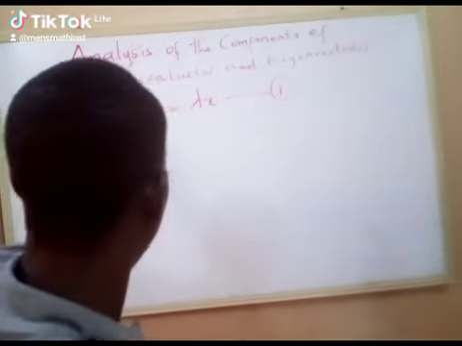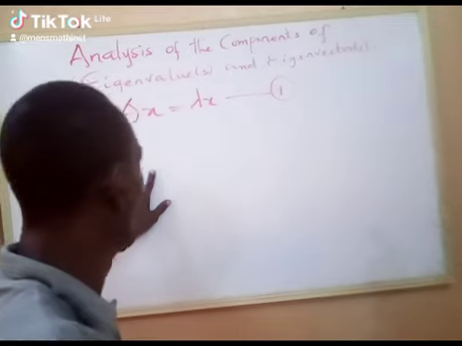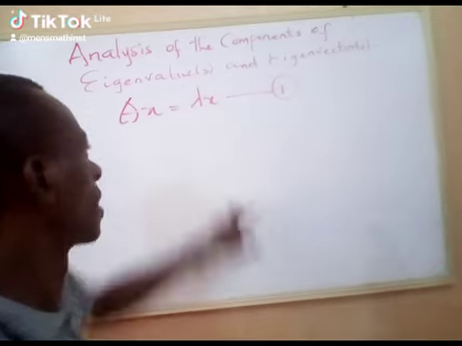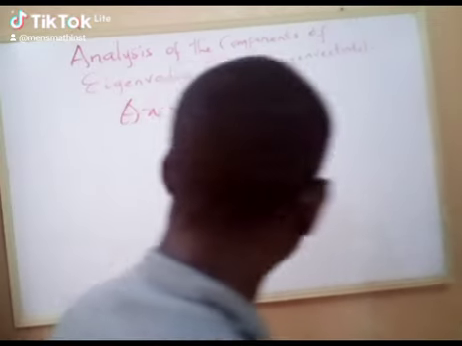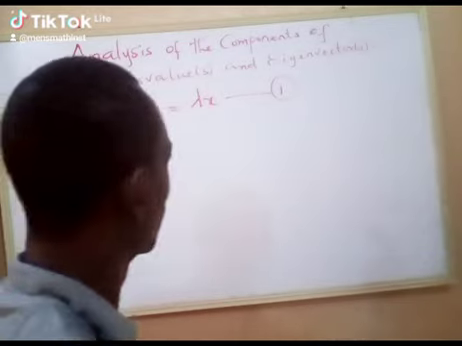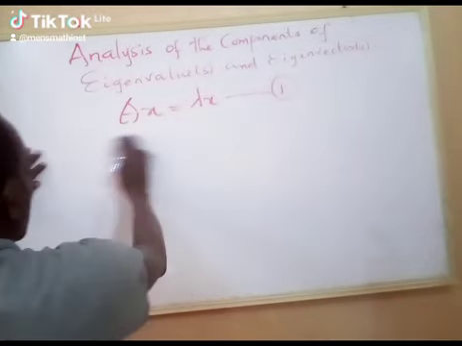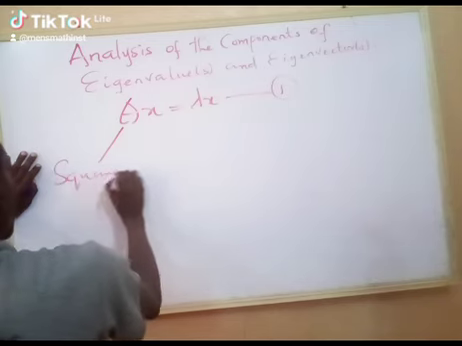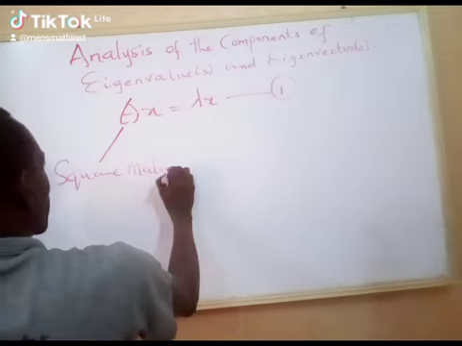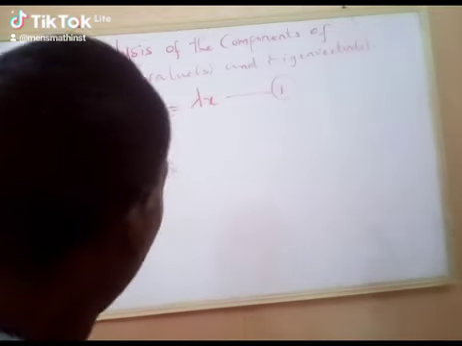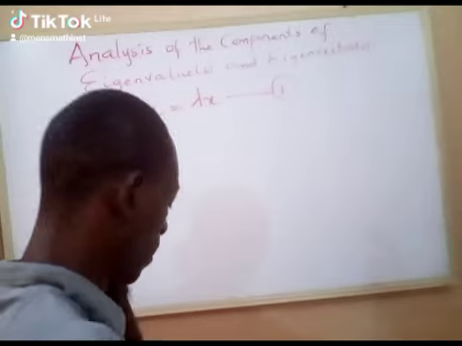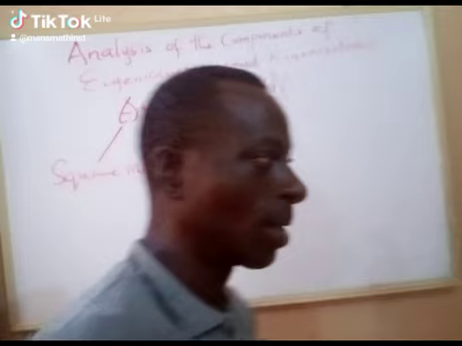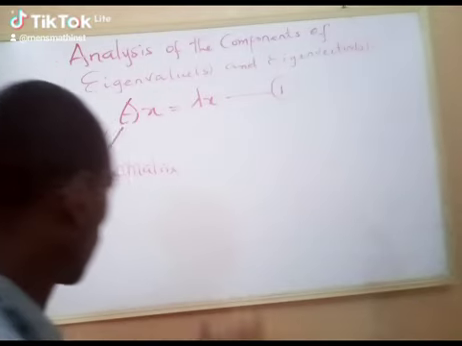Here we said A stands for a square matrix, S stands for an eigenvector, and lambda stands for an eigenvalue. But at this juncture, we only discuss A, which is a square matrix, being the component of the concept of eigenvalue and eigenvector. What do we understand by A? We have said that A is a square matrix.